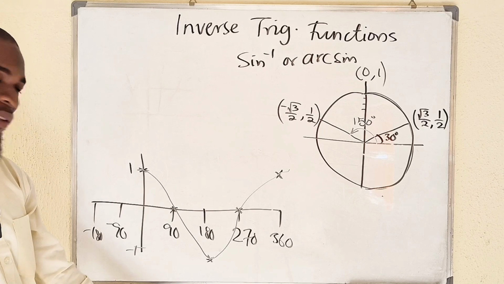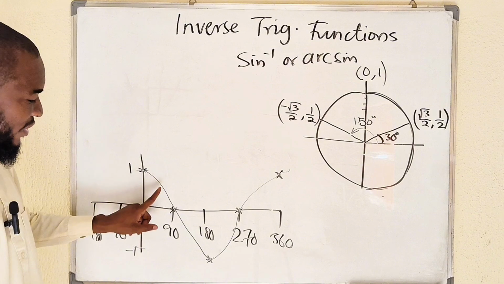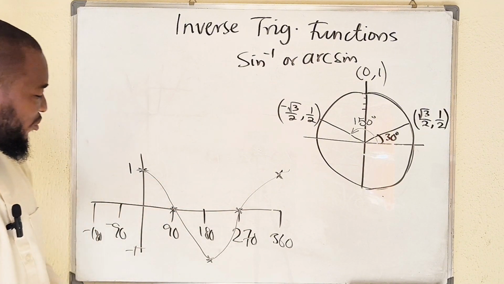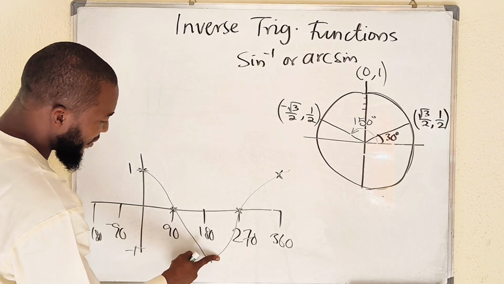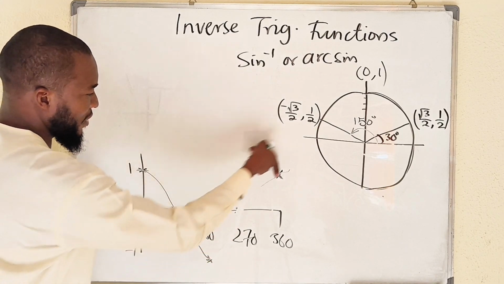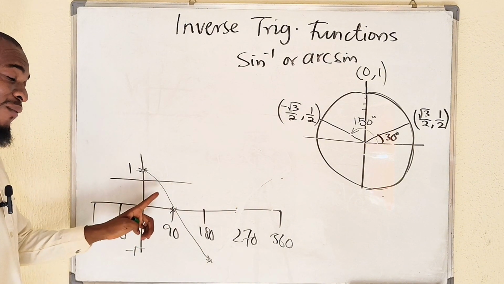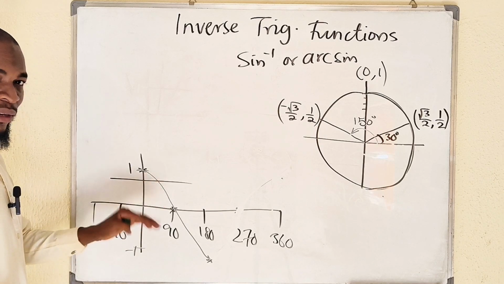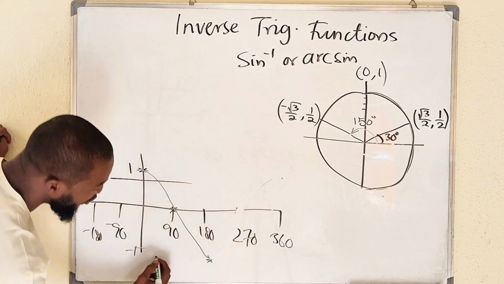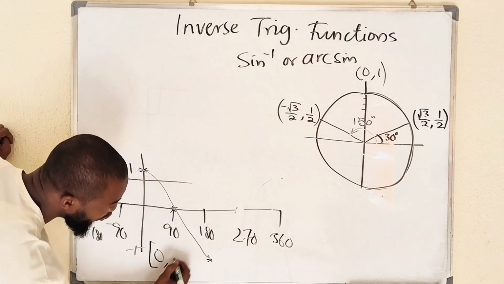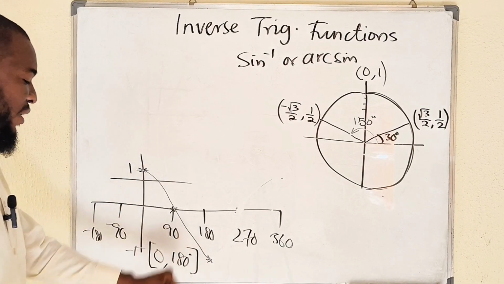Vertical line test, it passed because it will touch exactly one point. But by crossing a horizontal line, it will touch it at this point and this point, which we don't want. So to restrict it from the origin, you can see that I can confidently remove this, so that we can now have an inverted function. Whenever it touches one point, the function can now be inverted. So the new domain, instead of from negative infinity to positive infinity, will be from 0 to 180 degrees, or you can say from 0 to pi, all the same in radians.